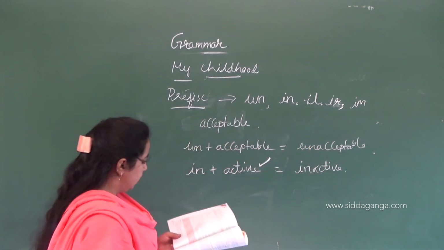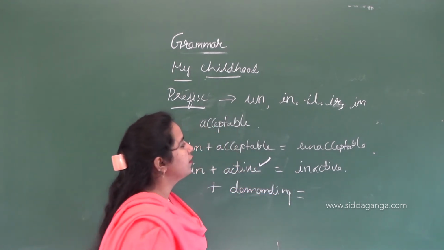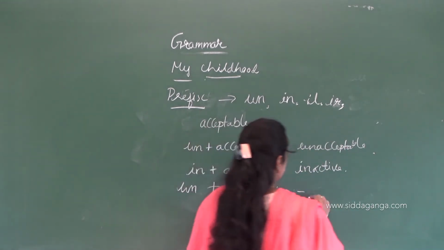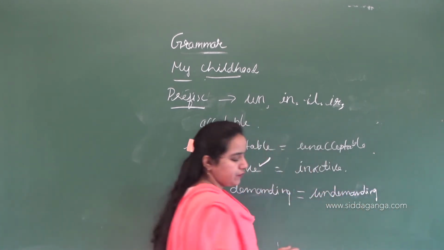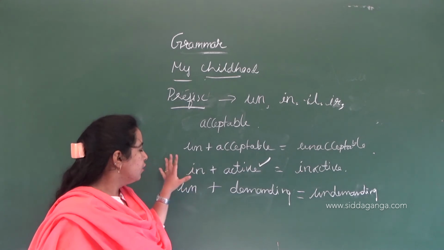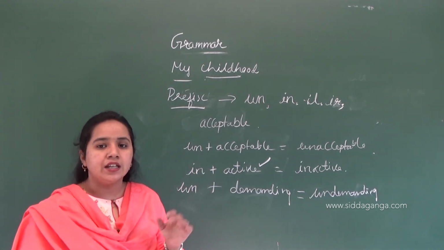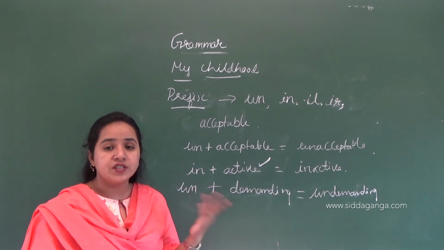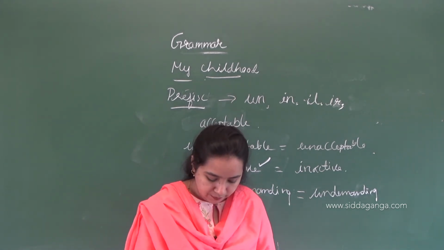Then for demanding, which is right? Undemanding, indemanding, ill-demanding, irredemanding? Undemanding. So like this you should try to write the other answers. Whenever you do prefixes, first check which is the suitable prefix for that word. If it is suitable, check it once in the dictionary, otherwise go through the opposites: acceptable, unacceptable or inacceptable, which is the right opposite to that word. Next I will move to the next one.